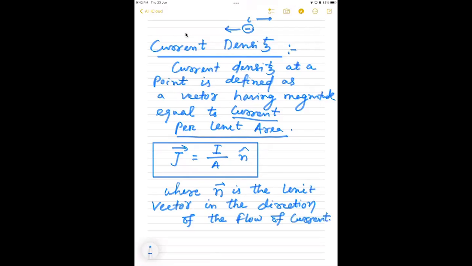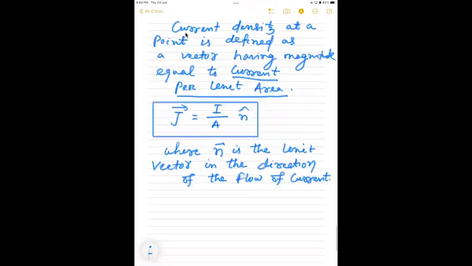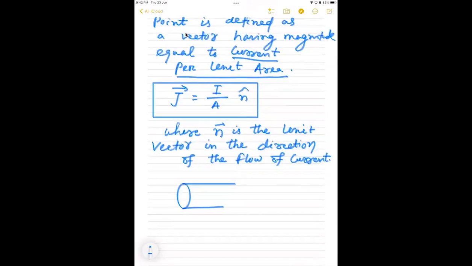Student, what is area vector? Already we have learned about area vector in Gauss law. It is always perpendicular to the plane and away from the plane. If in this conductor the current I is flowing, electrons move in the opposite direction and protons move in this direction. So this is the direction of current density, and the small area dA you have taken has its area vector in the same direction.